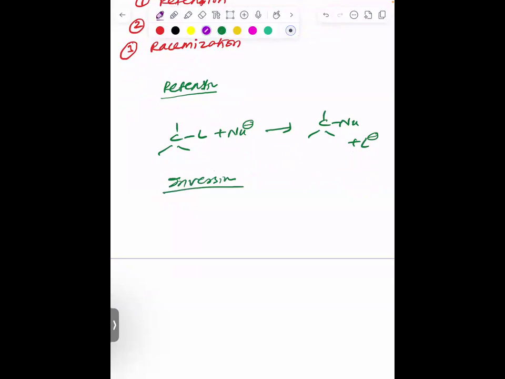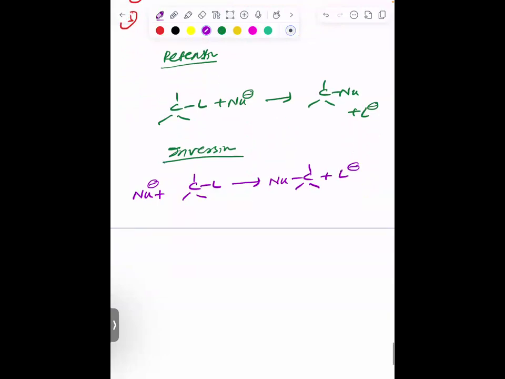is opposite to the leaving group. That means the nucleophile and the leaving group are on opposite sides, and then racemization.